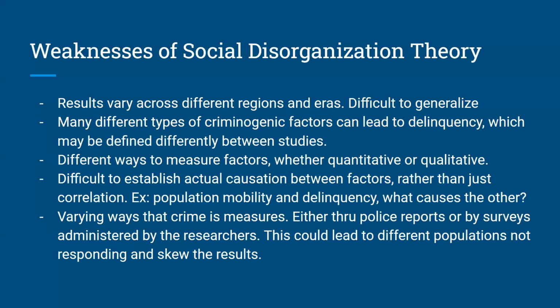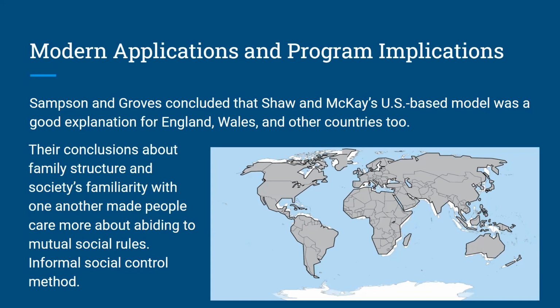And then some more weaknesses of social disorganization theory are that the results vary across different regions and eras, so it's difficult to generalize. There's also different types of factors that can lead to delinquency. There's different ways to measure the factors, and it's hard to establish actual causation rather than just correlation. For example, with population mobility, is it that people are moving out because there's a lot of crime, or, as the studies and the researchers suggest, is it that because people are moving in and out so much, that's what's causing the crime? But overall, even despite some of the weaknesses and setbacks, social disorganization theory does hold a lot of impact, and it also influences the programs.